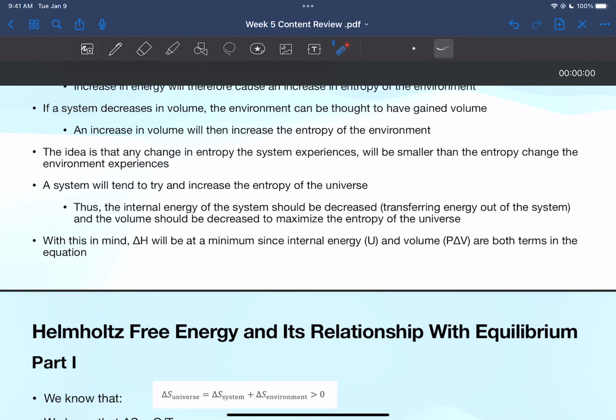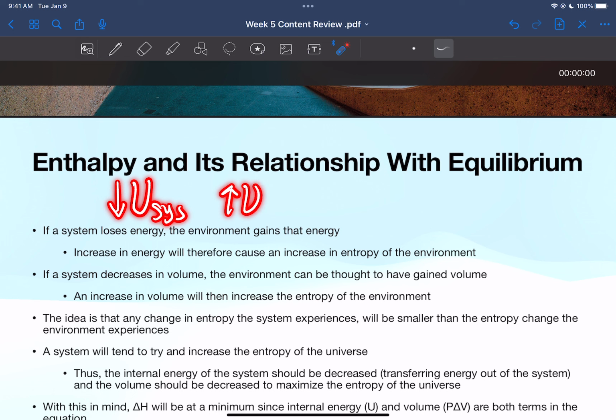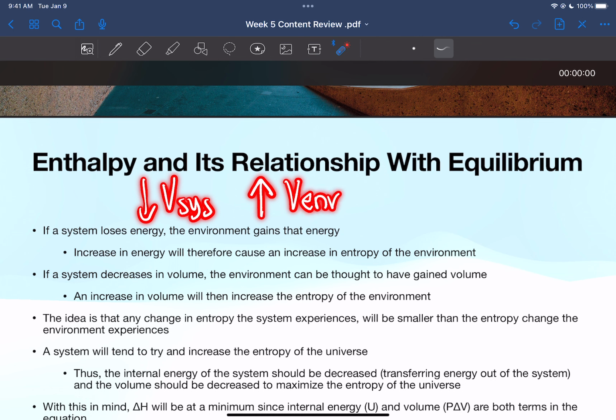Because remember, equilibrium means we're trying to increase the entropy. So as we increase the entropy of the environment, we are going to be decreasing values like the volume and the energy of the system. So like I said, decreasing the energy of the system increases the energy of the environment, increases the entropy of the environment, or the universe. If you decrease the volume of the system, you increase the volume of the universe or the environment, and therefore you increase the entropy of the environment, right?